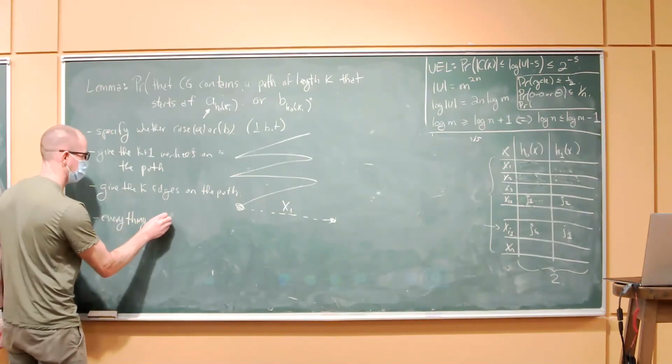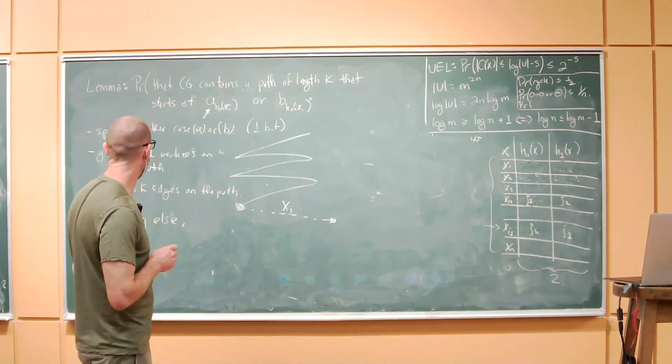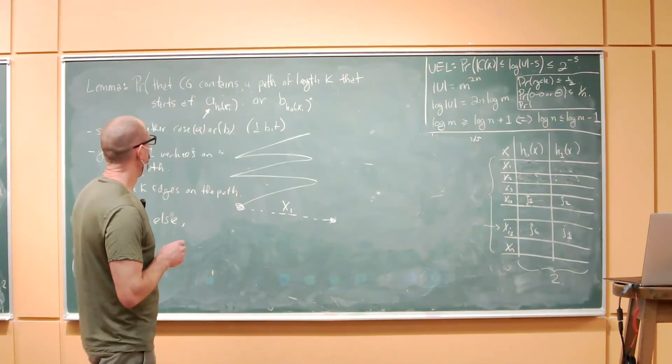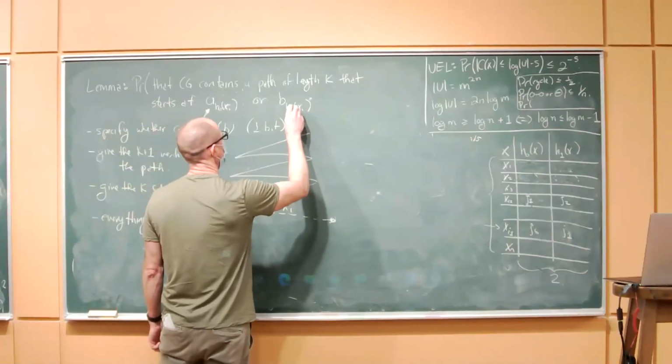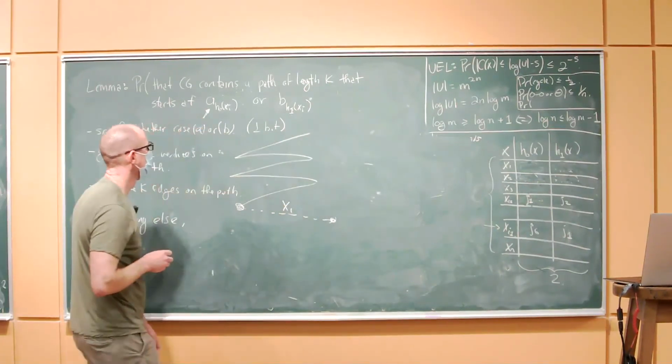But I have a question. Shouldn't it be the h1 of xi, not h0? Or did I misunderstand that? Oh, you're right. h1 of xi. Yeah.